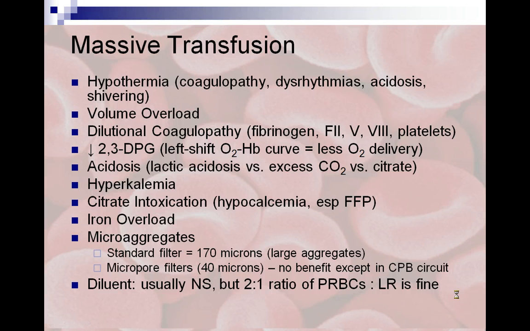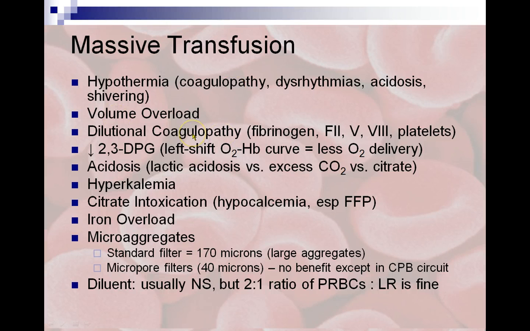Now, moving on to one final component of adverse reactions, we're going to talk about massive transfusion. There are many bad things that occur to patients once they get multiple transfusions of blood products. They can become hypothermic, which leads to coagulopathy, dysrhythmias, acidosis, shivering, which increases oxygen demand. Patients can easily become volume overloaded, especially if they're suffering from a renal injury.